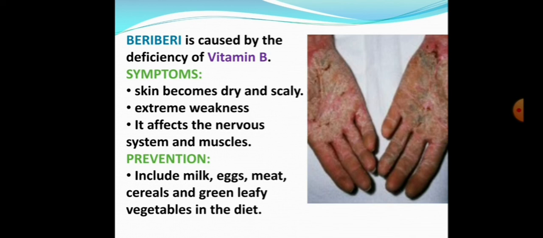How can we prevent beriberi? Include milk, eggs, meat, cereals, and green leafy vegetables in the diet. So, to prevent beriberi, we should include milk, eggs, meat, cereals, and green leafy vegetables in the diet.